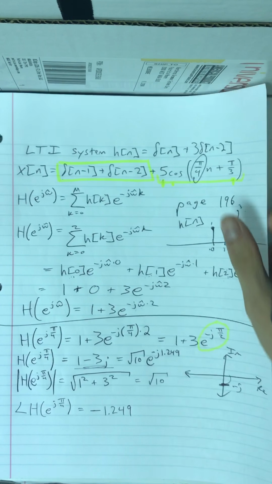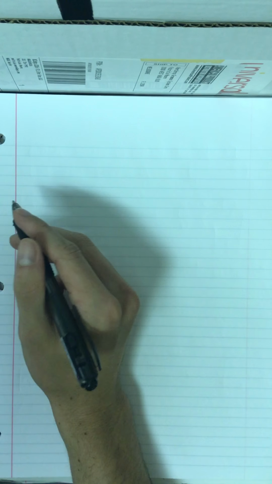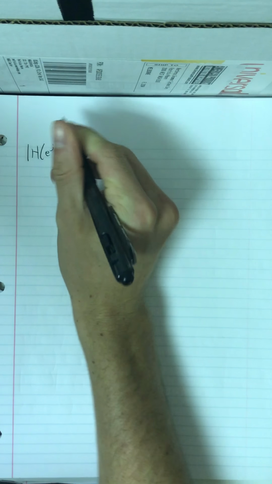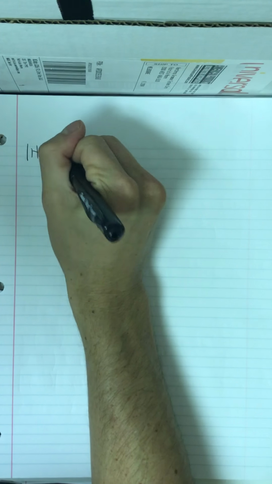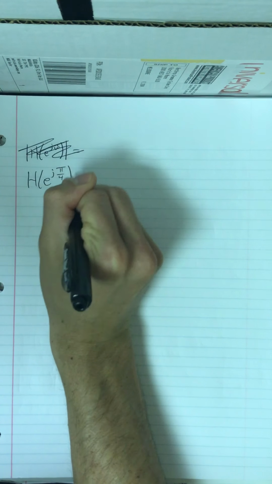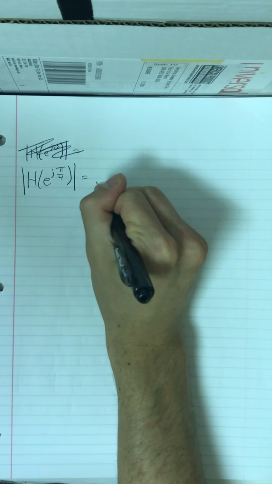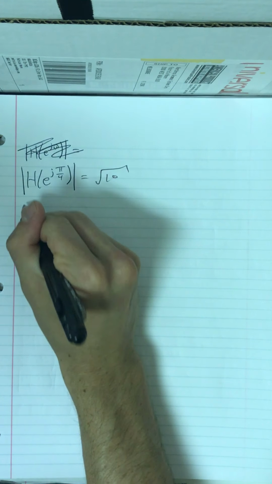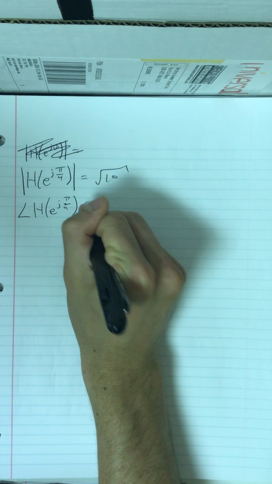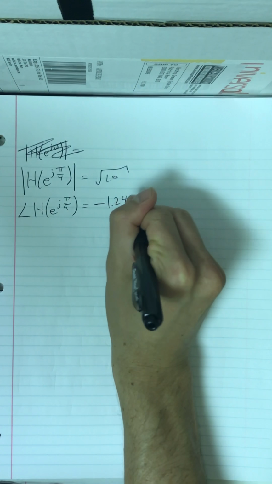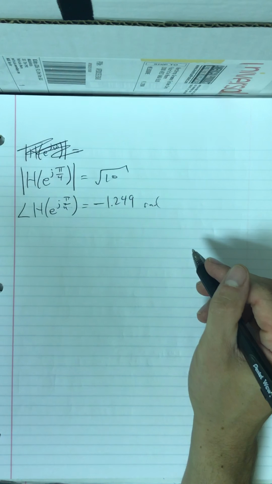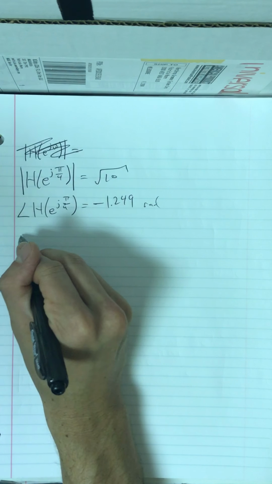Now let's go ahead and write the output. We have the magnitude response evaluated at pi over 4, that's the square root of 10. And we have the phase response evaluated at pi over 4. That's going to be minus 1.249, and this is in radians. Alright. So let's go ahead and write what the output would be.